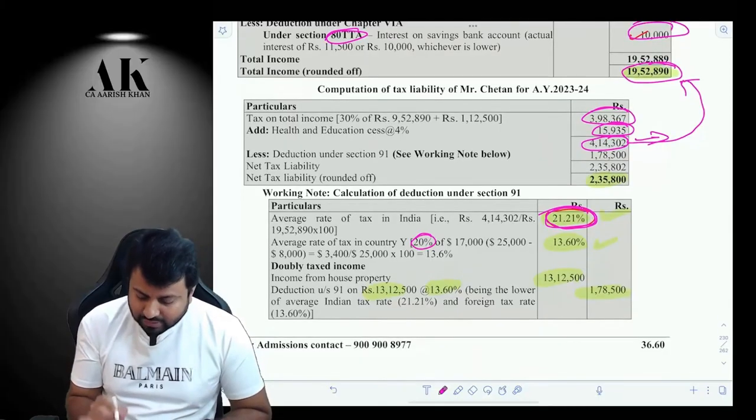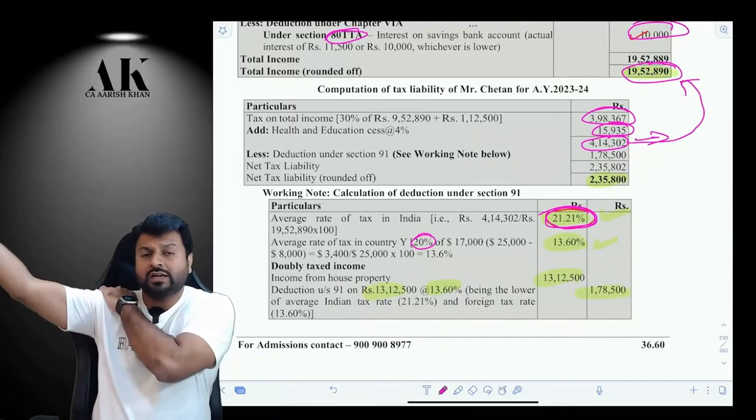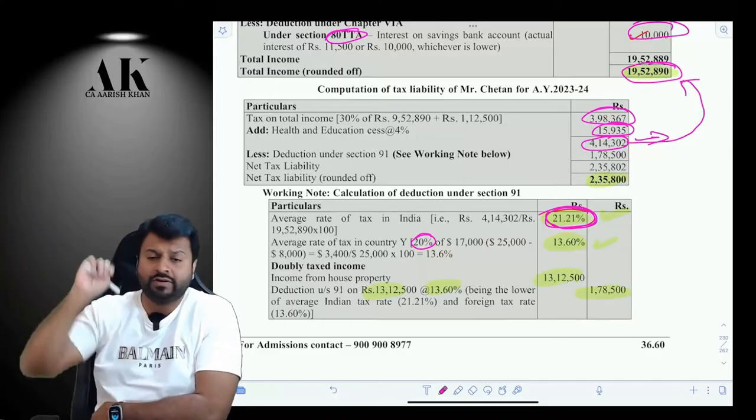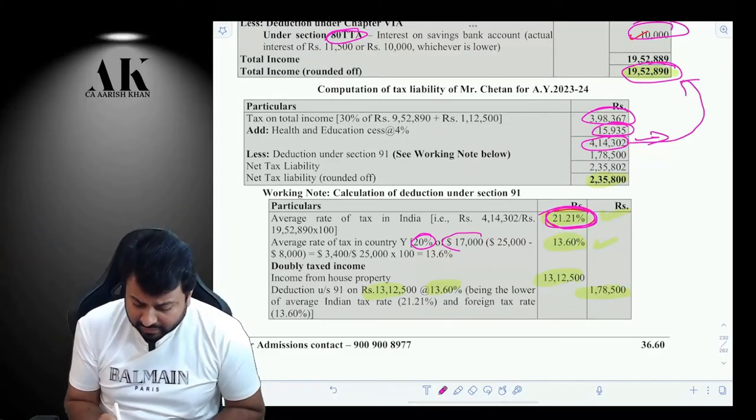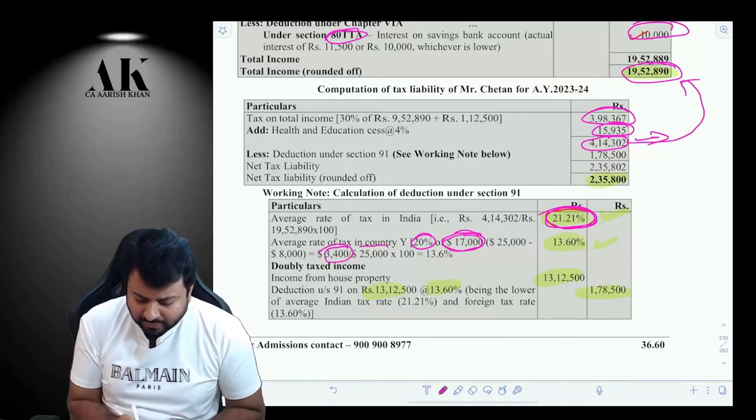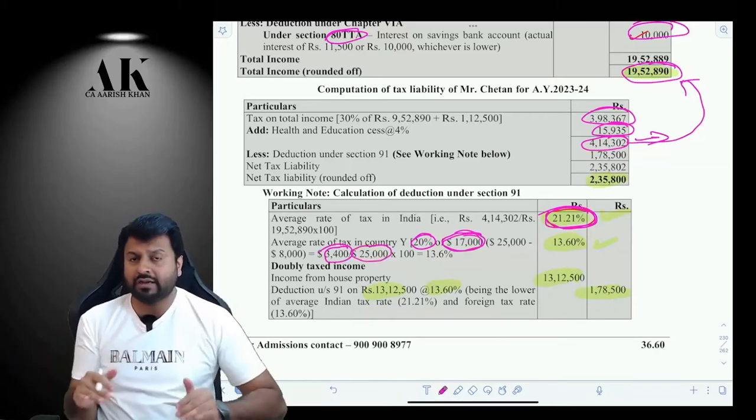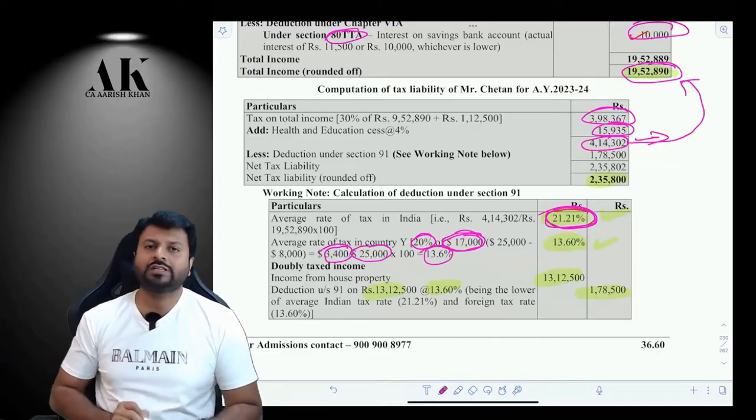So, you pay tax on only 17,000 in the foreign country. So, 20% is not charged on 25,000, because in the foreign country, you pay tax after taking exemption of $8,000. After taking the exemption of $8,000, it comes to $17,000. So, you pay tax of only $3,400. So, $3,400 divided by your house property income, which is 25,000, comes to 13.6%. That is your average rate.